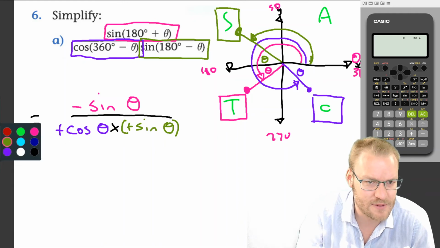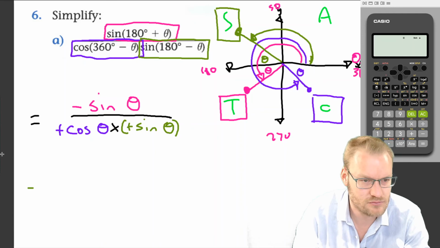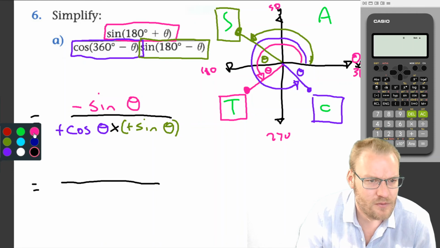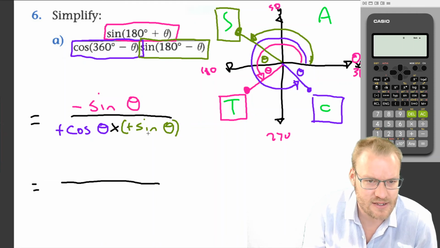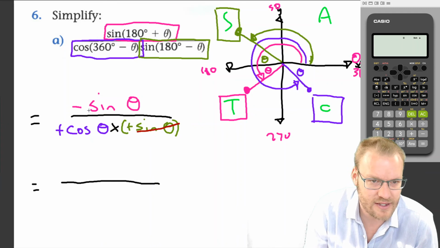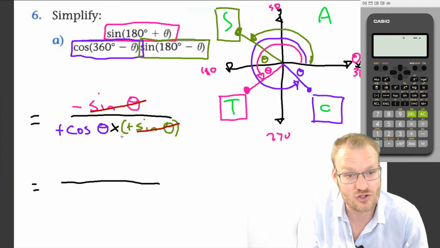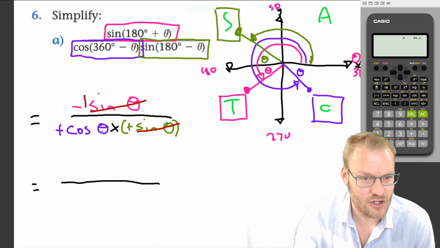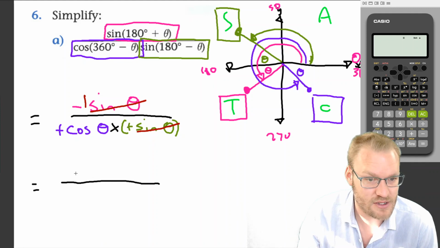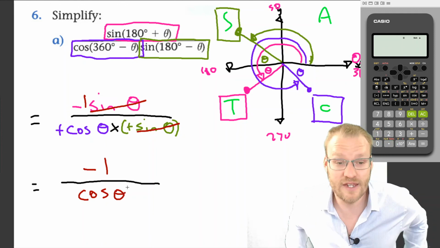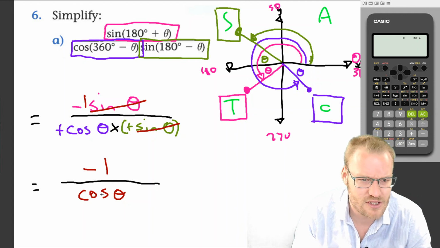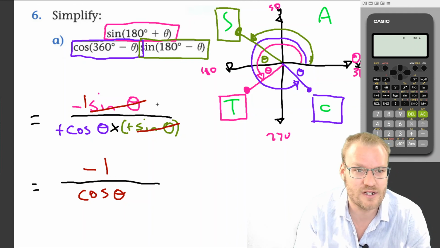Okay, now we keep simplifying. Equals. Now, we've got things that can cancel out. This sine theta can cancel with this sine theta because it's one term over one term. So we're left with negative 1 on top and cos theta in the denominator. So we've got negative 1 over cos theta. And there we are. We're not dealing with sec, cosec, cotan. We don't need to simplify this any further. Minus 1 over cos theta. We've simplified it.